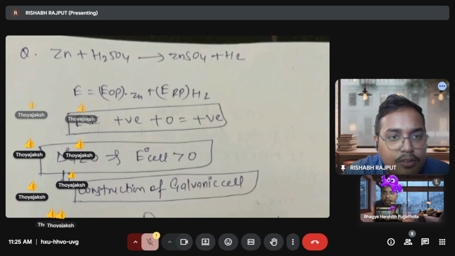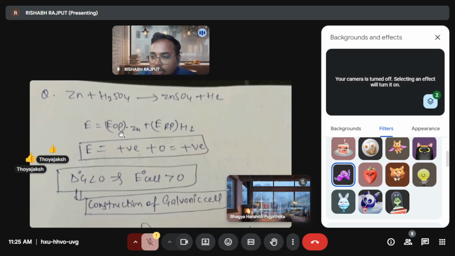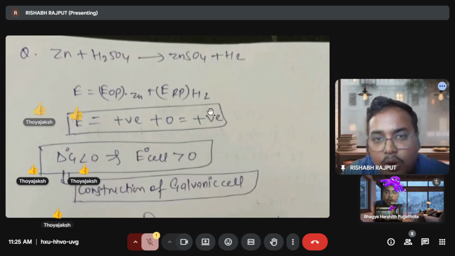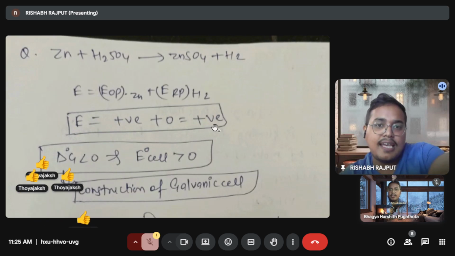So if you know, what will the total E value be? Will a positive value come? Yes. Because the EOP value is positive and the ERP value becomes 0, your overall value comes positive. So that is why your net E cell value is coming positive. Now you can see E cell is positive.